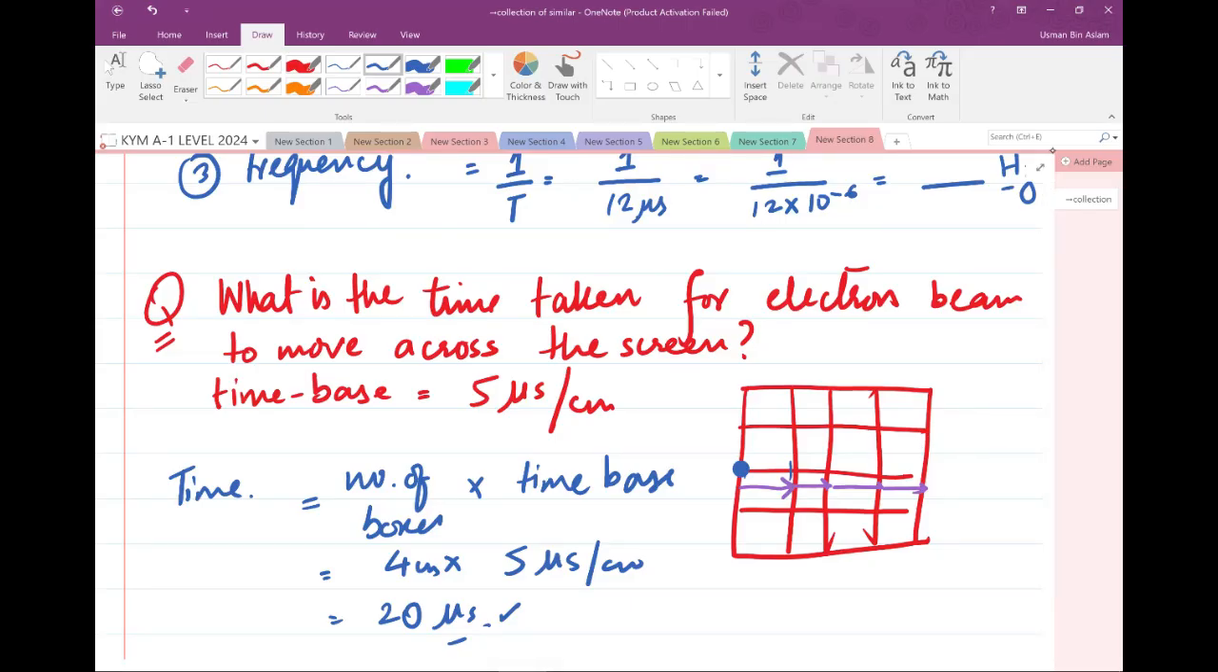Sir, what about the centimeter? What happens to that? Each box on the screen, this one or this one, that is 1 centimeter in length.